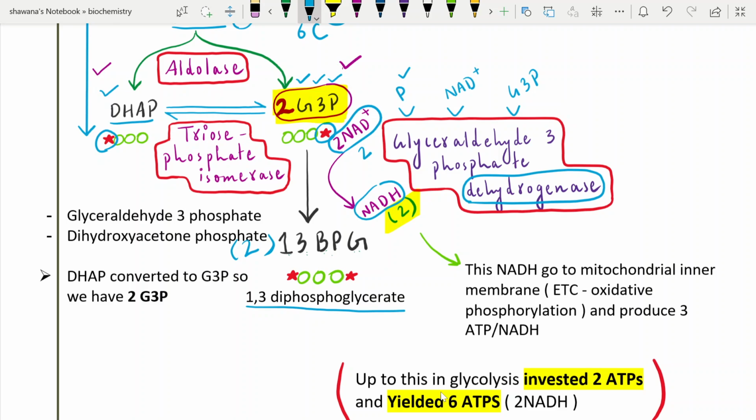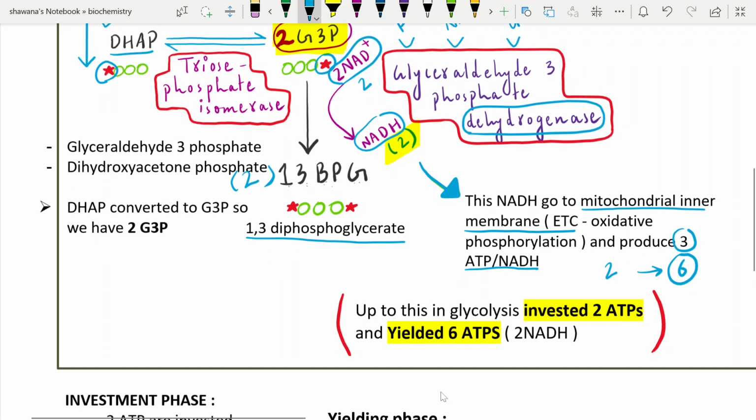We have obtained 2 NADH, and these 2 NADH will yield us ATP. How will they yield ATP? They will go to the mitochondrial inner membrane, which is the electron transport chain, and in the presence of oxygen and mitochondria, they will produce 3 ATP per NADH molecule. This is an indirect step. We will discuss the electron transport chain in detail, but for now just believe that these two NADH will go to mitochondria and yield 3 ATP molecules per NADH. So how many ATPs are we obtaining from this step? With 2 NADH, we are obtaining 6 ATPs.